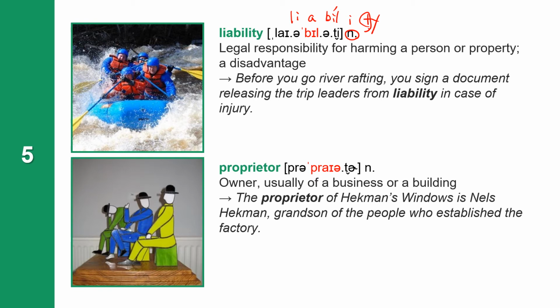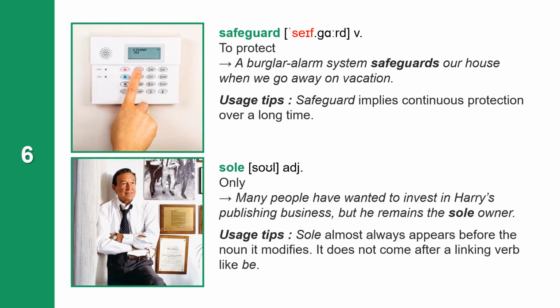Next one, proprietor. Proprietor is a noun and it has three syllables, P-R-O-P-R-I-E-T-O-R, with stress on the second syllable, prior. Proprietor is an owner, usually of a business or a building. The proprietor of Heckman's Windows is Neil Heckman, grandson of the people who established the factory. Proprietor.